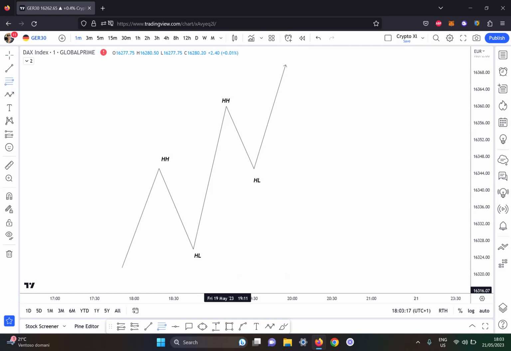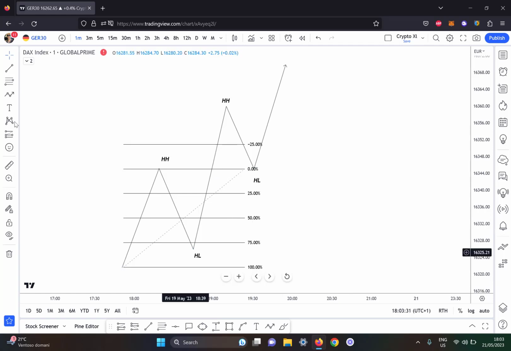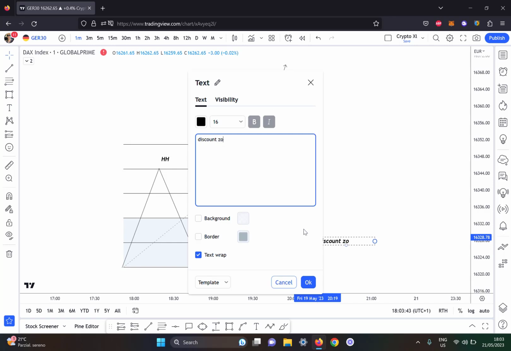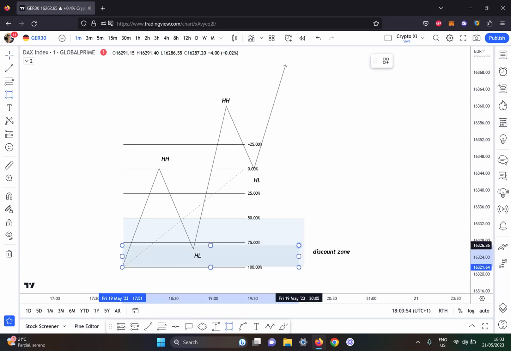There are two zones inside an impulse. For example, if you want to use Fibonacci in this way, as you can see, there are two different zones, from 0 to 50% and from 50% to 100%. It's important for you to understand that in that zone we are inside the discount zone. This is the discount zone, and you have to wait for the price in that zone here, better from 75 to 100%. This is the best zone in which to wait for the retracement.